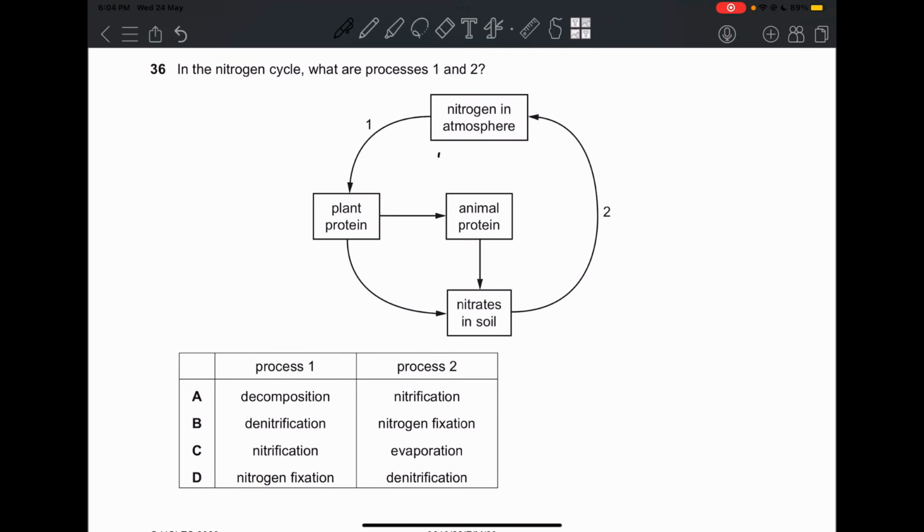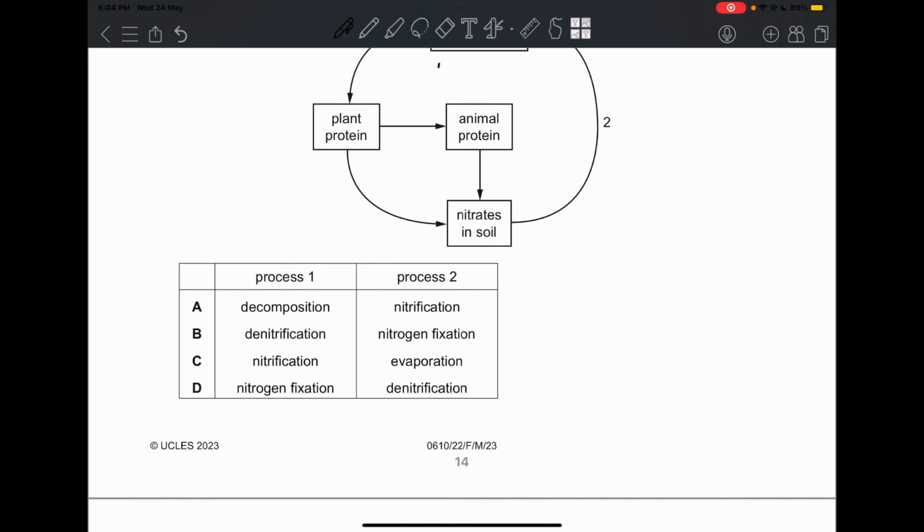36, in the nitrogen cycle, what are processes 1 and 2? Now over here, process 1 shows that the nitrogen in the atmosphere is transferred into plant protein. This is actually nitrogen fixation, and process 2 is showing that the nitrates in the soil is transferred into nitrogen in the atmosphere. This is, of course, the process of denitrification. So our answer is going to be D.